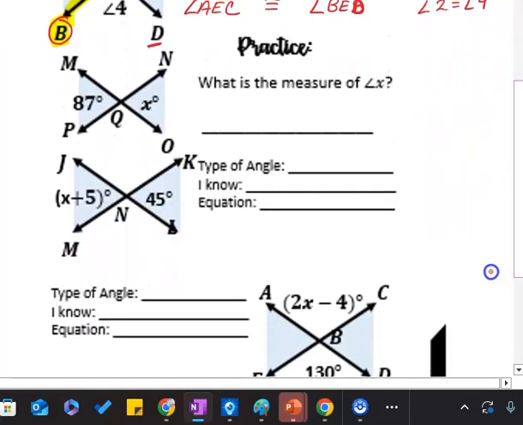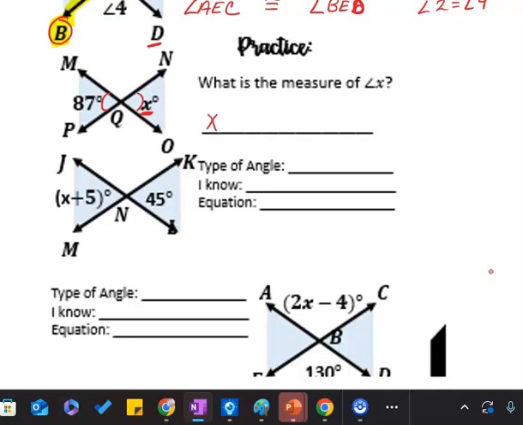Okay? So let's look at this next problem. In the next problem, we have angle MQP and angle NQO, and we're asked to find the value of X. Well, what we know is that these are vertical angles, which means they're congruent or equal to each other. So I know that this angle, X, is equal to this angle, 87. So the value of x is 87.